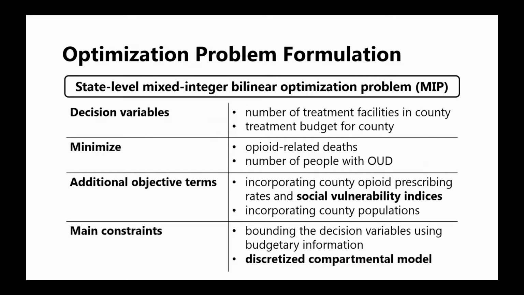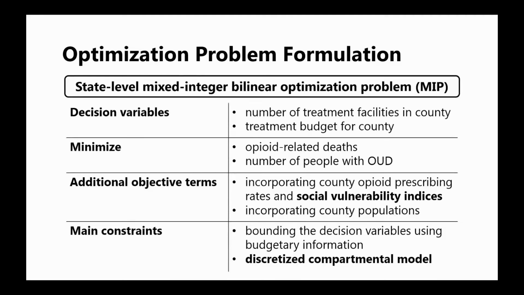Additionally, we also wanted to take into account socioeconomic factors. So we tried to incorporate county opioid prescribing rates and social vulnerability indices into our objective. So social vulnerability indices are created by the CDC, and they're basically measures of how much a county needs help during a public health emergency. So we wanted counties with higher social vulnerability indices to have more treatment facilities. And then we also tried to incorporate the county population distributions because we wanted our treatment budgets to be close to the county population distribution.